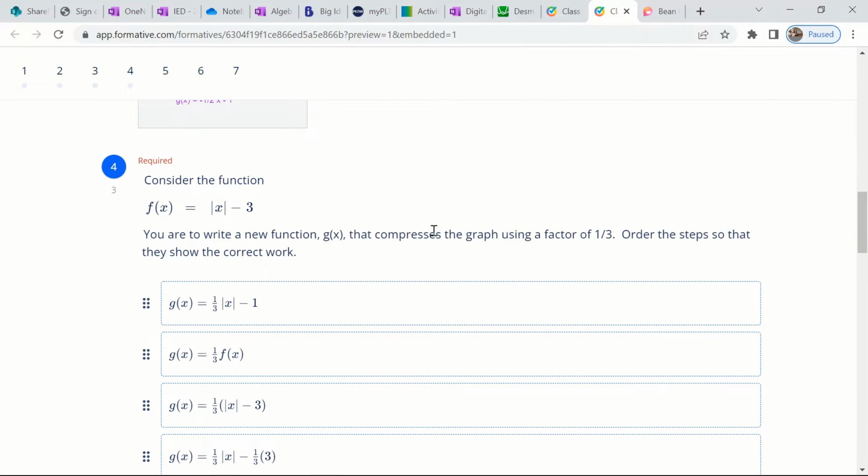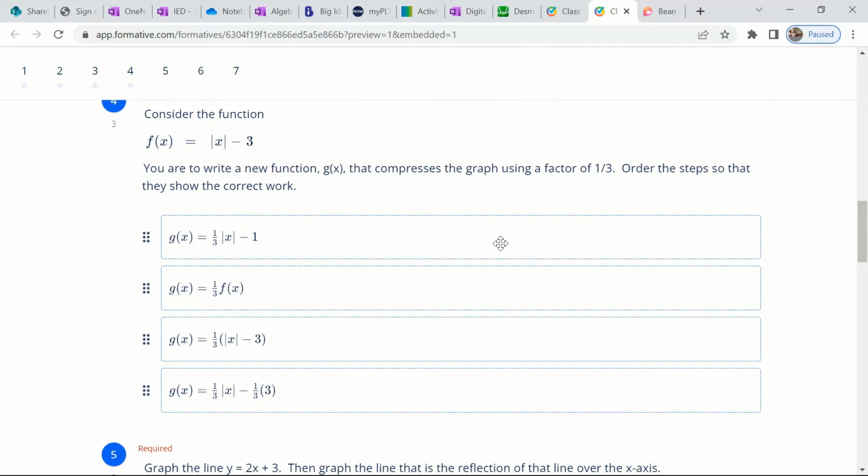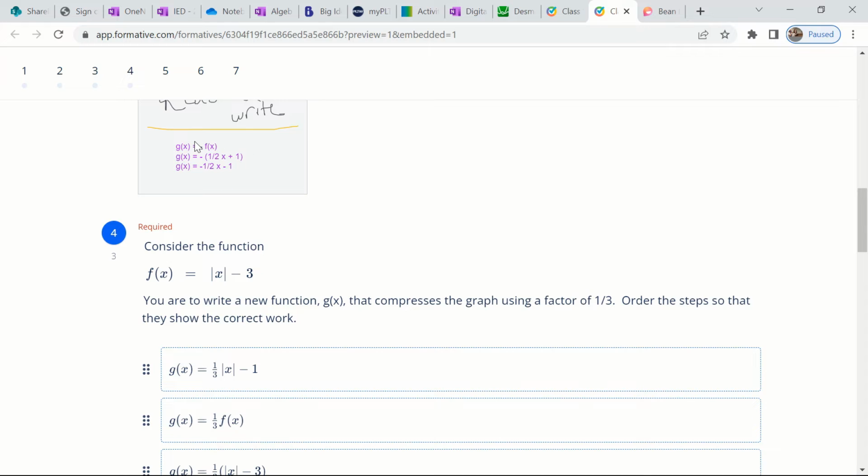Question 4, consider the function f of x equals the absolute value of x minus 3. You are to write a new function g of x that compresses the graph using a factor of 1/3. Order the steps so that they show the correct work. You can actually look above or look in your notebook to kind of get a sense of what those steps should look like. It's not a straight copy. You do need to be able to interpret the steps and recognize that they'll look different in different problems depending on what the actual problem is.